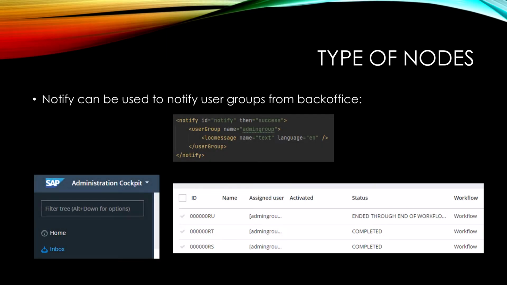The last type of node is notify. It sends an inner notification to the specified user group. That notification can later be seen inside the back-office inbox.